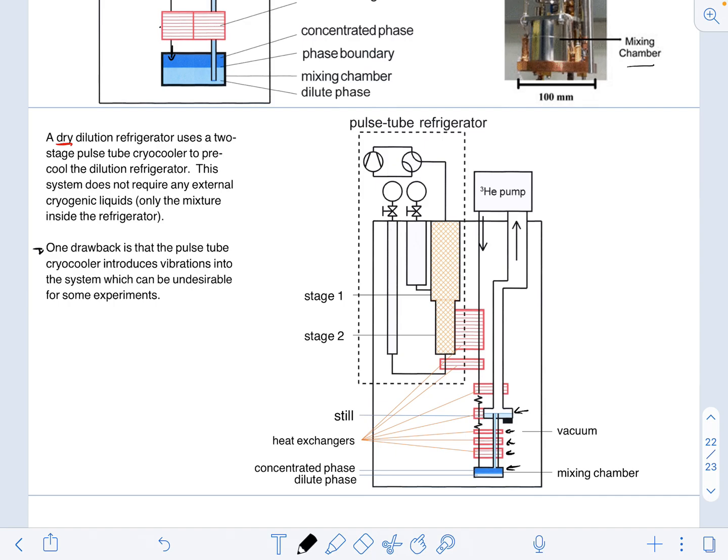A drawback to the dry system is that the pulse tube cryocooler does introduce some vibrations into your system, and for some experiments, that might be undesirable. And in that case, if you needed a very low vibration system, you would revert back to a wet dilution refrigerator that uses cryofluids to do the initial cooling.